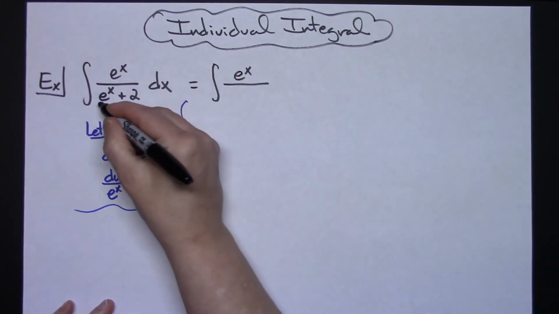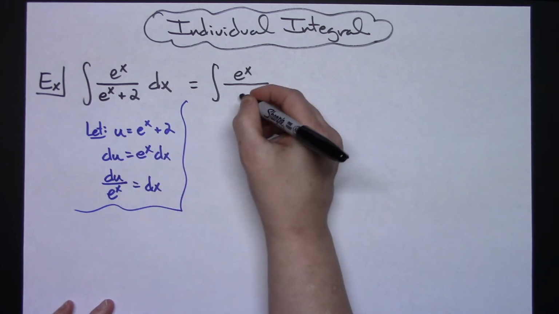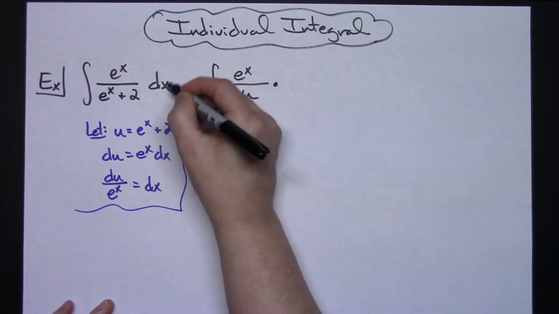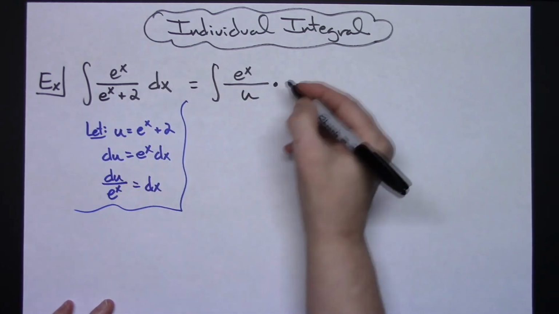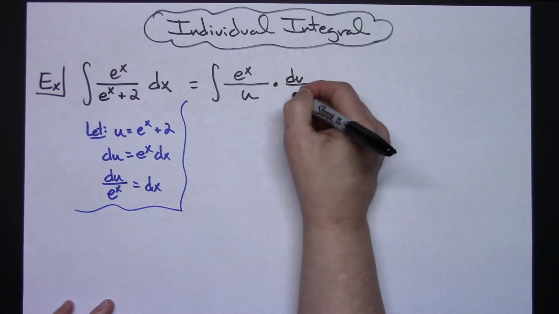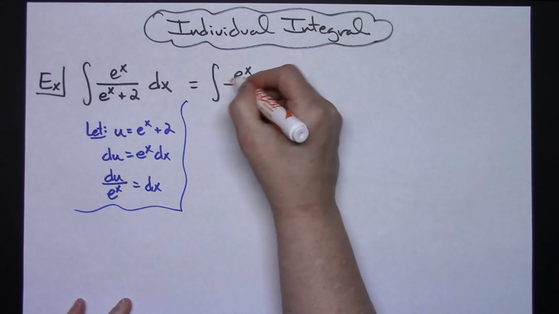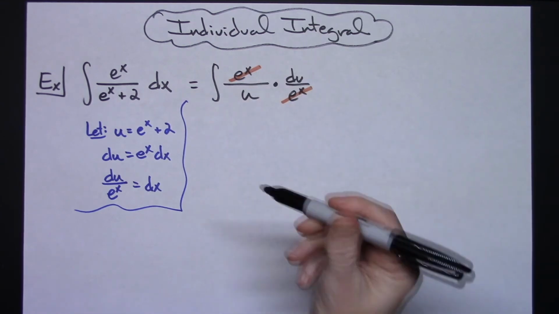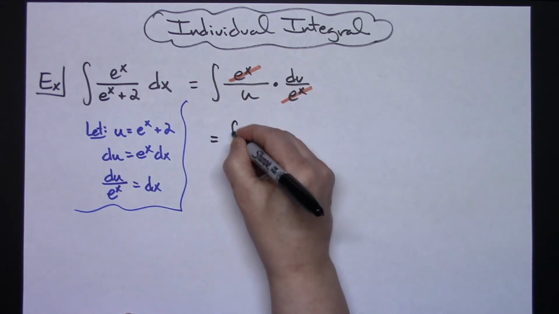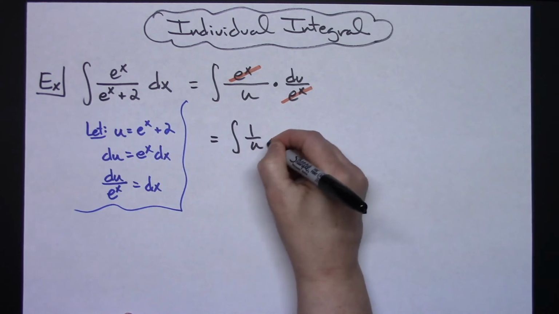numerator. We will replace the denominator with u, and we'll replace dx with what it equals, du over e to the x. That's going to allow us to cross out those e to the x's very nicely right there, leaving us with the integral of 1 over u du.